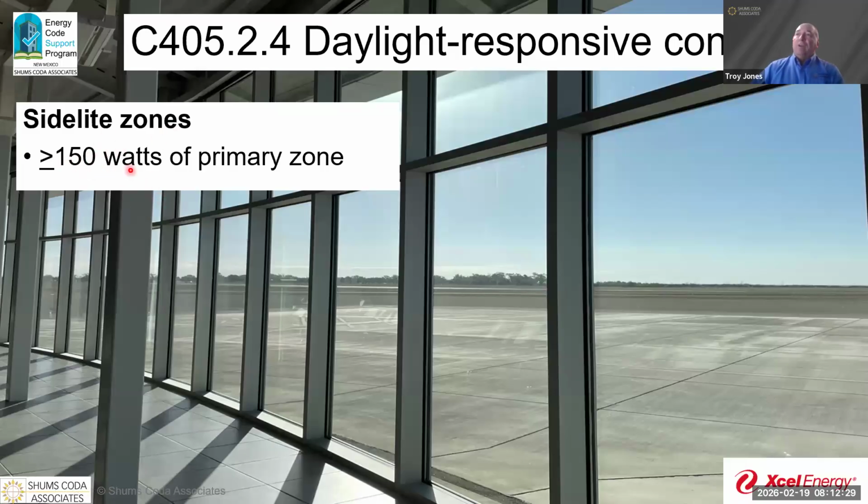Sidelight zones, the primary zone is greater than or equal to 150 watts. I apologize, I said 300 watts before. My mistake, I was adding things together. It's the 150 watts for the primary zone. That's when that's required.